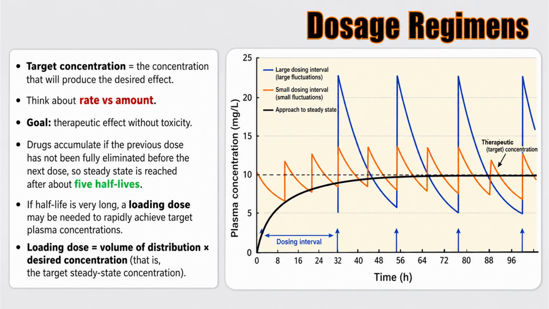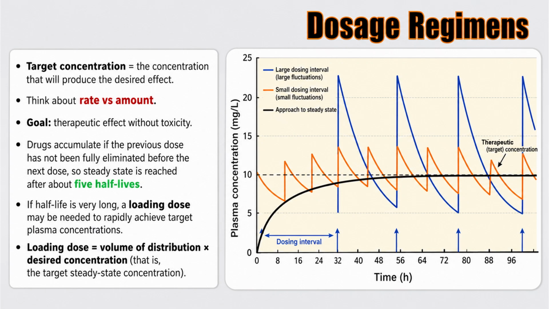So if the interval is too long, the concentration falls and the effect might be lost. If the interval is too short and the dose is too high, the concentration can accumulate too much, and now start to encroach on that toxic level. So dosage regimens are an attempt to balance effectiveness with safety over time.